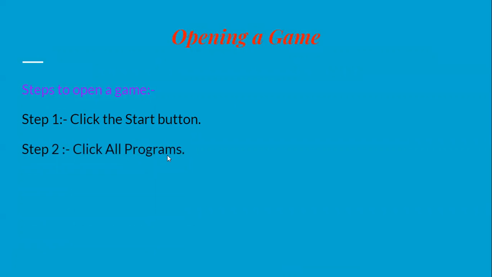If you want to play a game, how will you open it? To open the game, you have to follow some steps. Which steps? Step number 1, click the start button. Step number 2, click all programs. Then step number 3 is click games. Now you will click on the games.